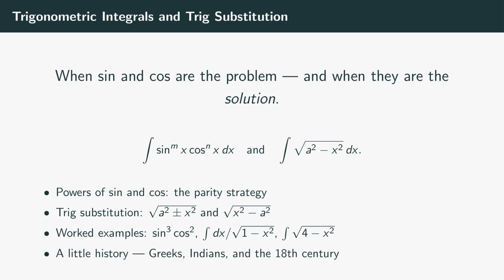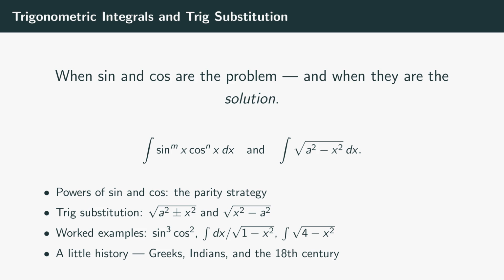Story 2, the integrand has no trig in it at all. It's something like the square root of 1 minus x squared, and yet trig is exactly the tool that finishes it, because you can introduce a trig function on purpose and use the Pythagorean identity to collapse the square root. So one episode, two faces of the same idea.